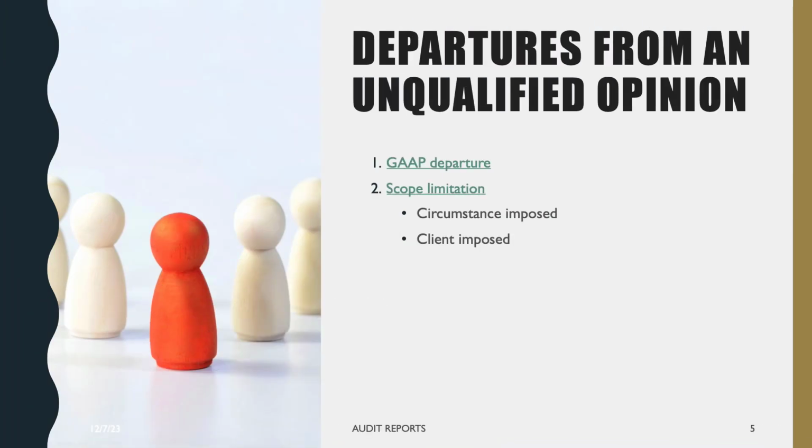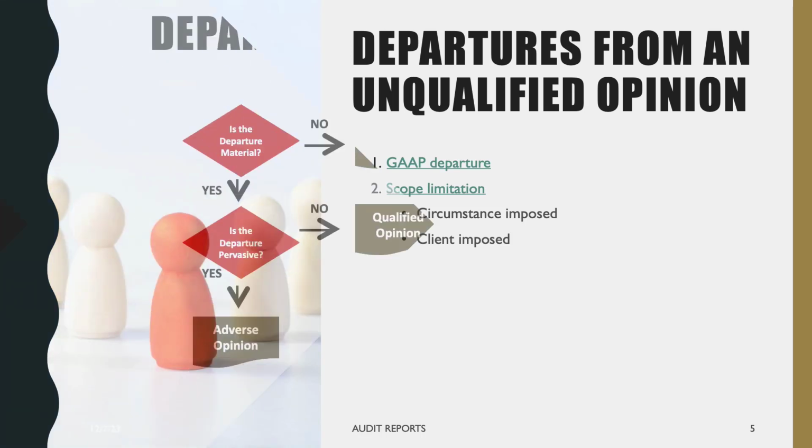Departures from an unmodified audit opinion occur when the auditor encounters issues during the audit that affect their ability to express an unmodified opinion on the financial statements. There are two types of modified audit opinions that can result from such departures: a qualified opinion and a disclaimer of opinion due to a scope limitation.